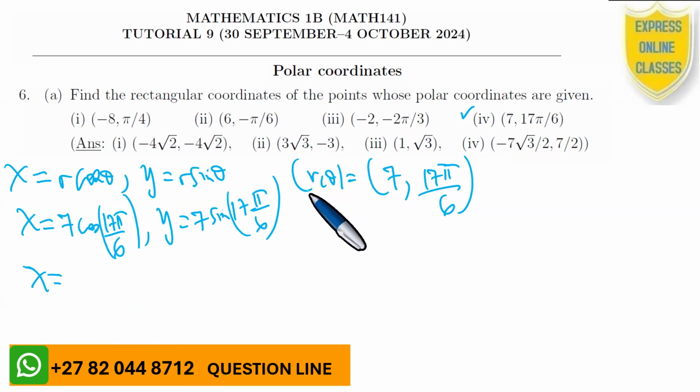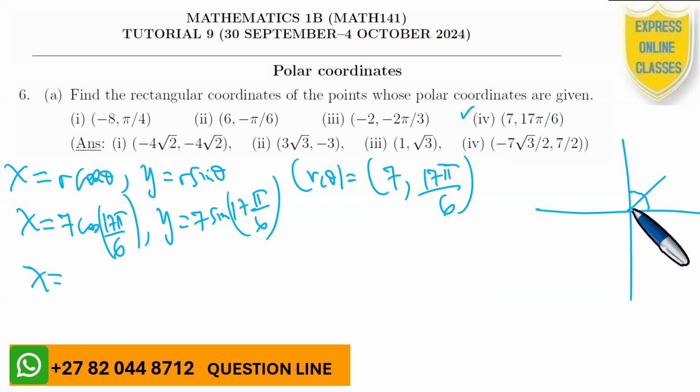Now 17 pi over 6 is just short of 1 pi over 6. Pi over 6 is 30 degrees, and it's 30, 60, 90. So now we count: pi over 6, 2 pi over 6, 3 pi over 6, 4 pi over 6, 5 pi over 6, 6 pi over 6, 7 pi over 6, 8, 9, 10, 11, 12, 13, 14, 15, 16, 17 pi over 6.